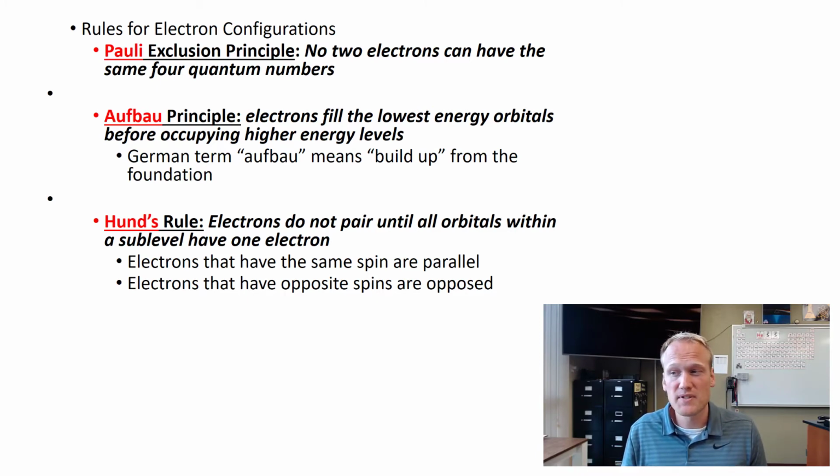The Aufbau principle says that electrons are going to fill the lowest energy levels first, meaning we're always going to start with 1s. It's the lowest energy, it's the closest to the nucleus.